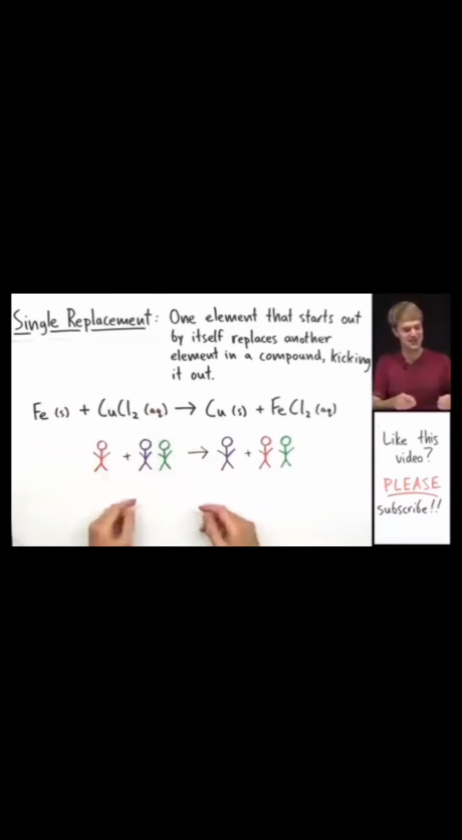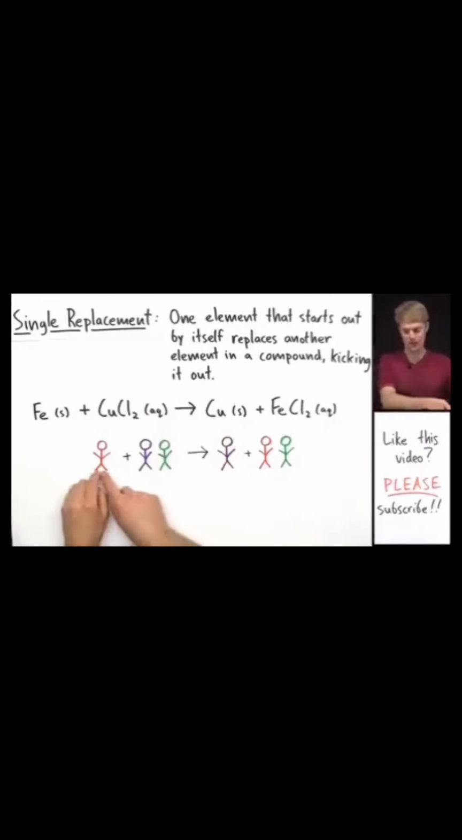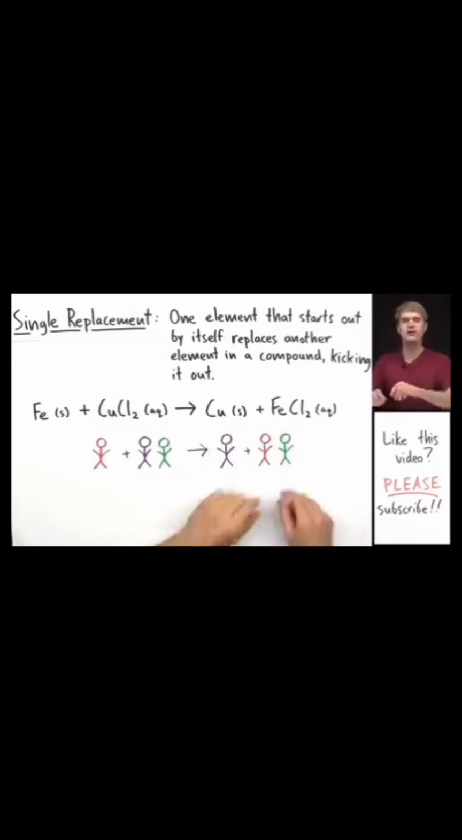Coming up to a dancing couple of Cu and Cl, it boots out Cu. Cu ends up by itself, and then red, iron, takes the place that Cu had, and iron ends up paired with Cl.